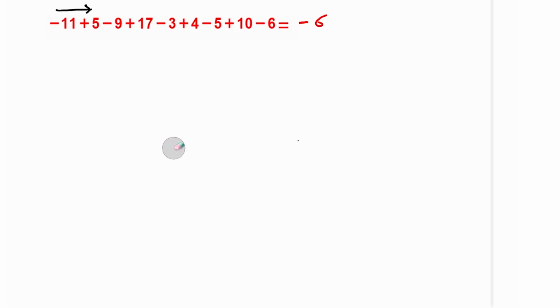Positive and negative numbers. So then you have to copy the negative 9 to show the step, the positive 17, the negative 3, the positive 4, the negative 5, the positive 10, and the negative 6. Some teachers cut marks if you don't show the steps. Then this thing has to be taken care of.